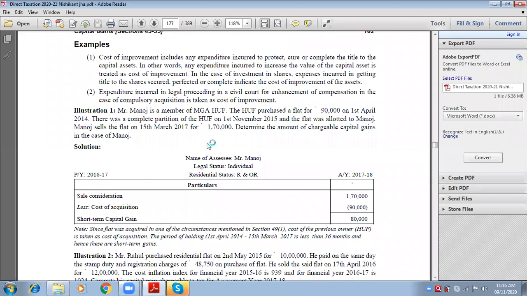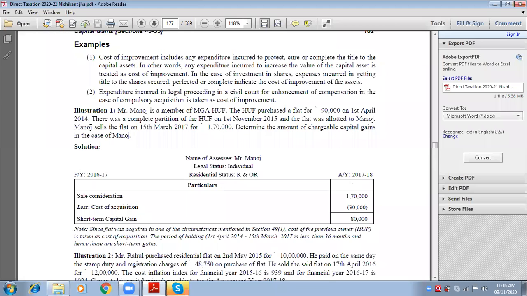Yes. Look at this question now. Mr. Manoj is a member of MGA HUF. It is the name of an HUF, MGA HUF. The HUF purchased a flat for rupees 90,000 on 1st April 2014. When the flat was purchased, a flat comes under house property, okay?